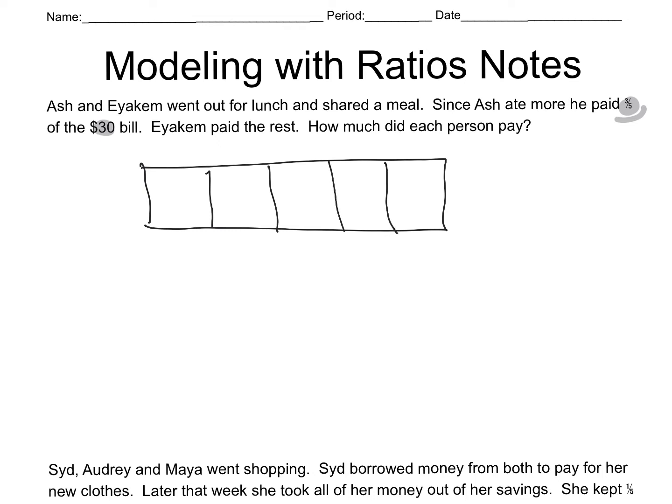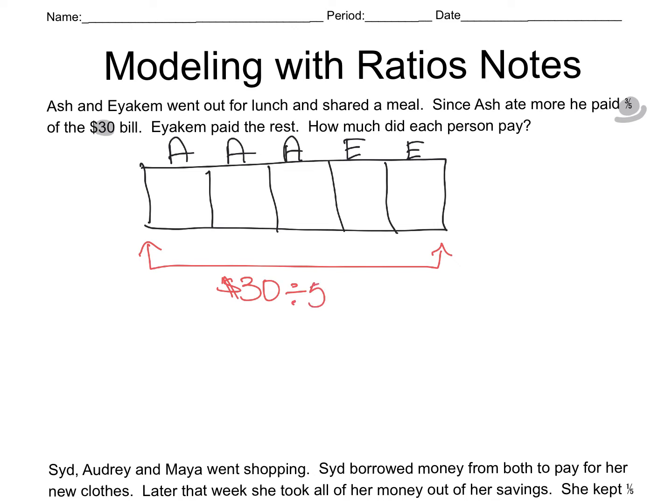In this case, Ash is paying 3 out of the 5. So I'm going to go ahead and label that to show. And Yakum is paying the rest, so he's going to end up paying 2 of the parts. Since the total bill is $30, I know that this entire bar has to represent $30.